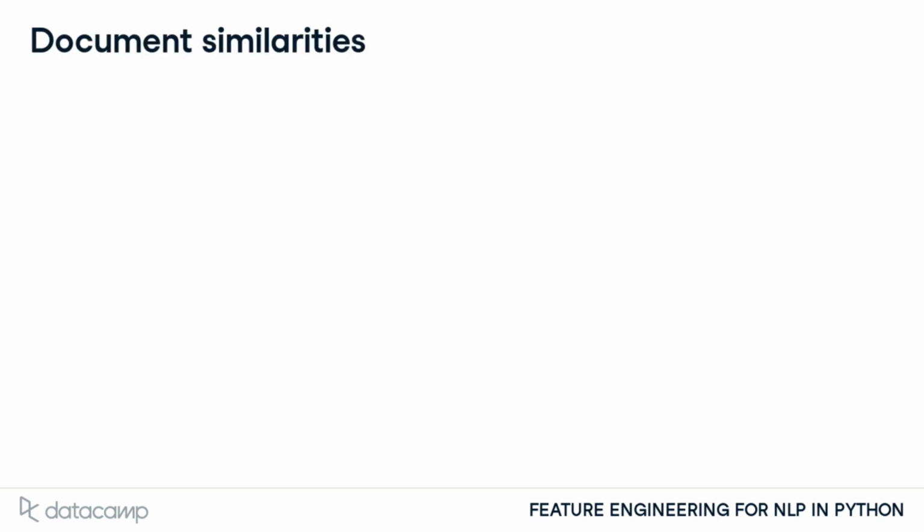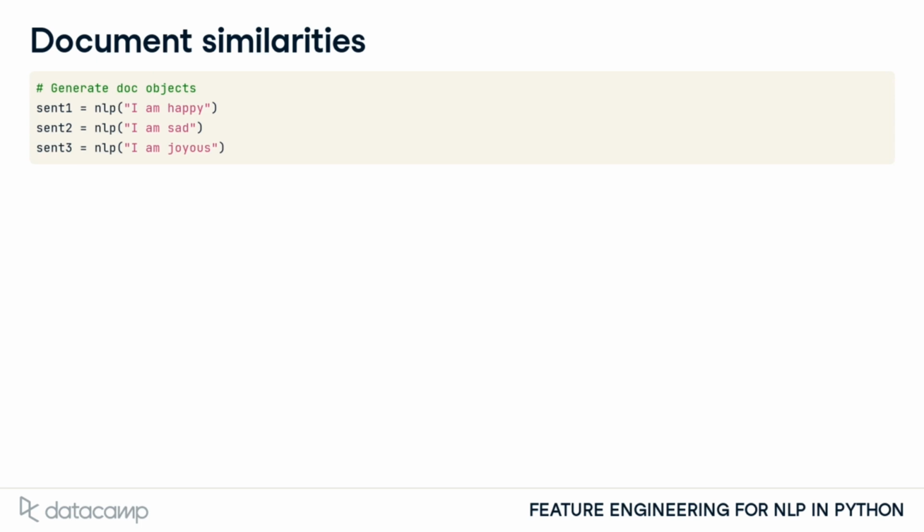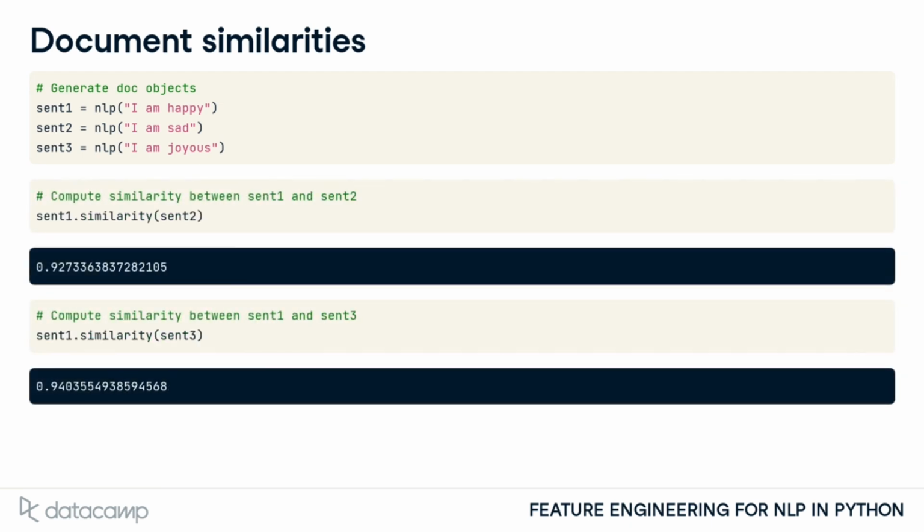Spacy also allows us to directly compute the similarity between 2 documents by using the average of the word vectors of all the words in a particular document. Let's consider the sentences from before. We create doc objects for the sentences. Like Spacy tokens, docs also have a similarity method. Therefore, we can compute the similarity between 2 docs as follows. As expected, I am happy is more similar to I am joyous than it is to I am sad. Note that the similarity scores are high in both cases because all sentences share 2 out of their 3 words, I and am.